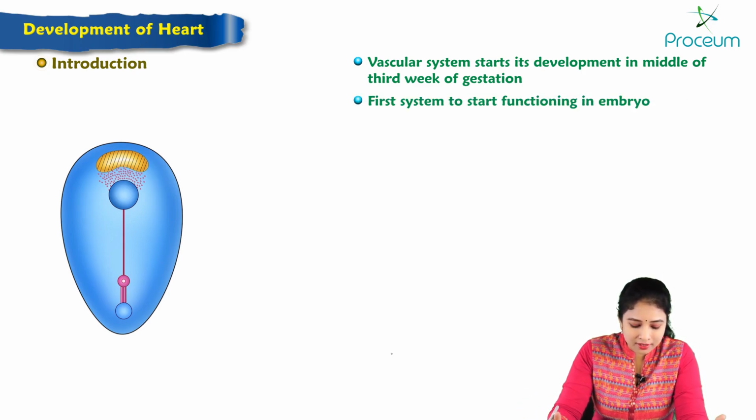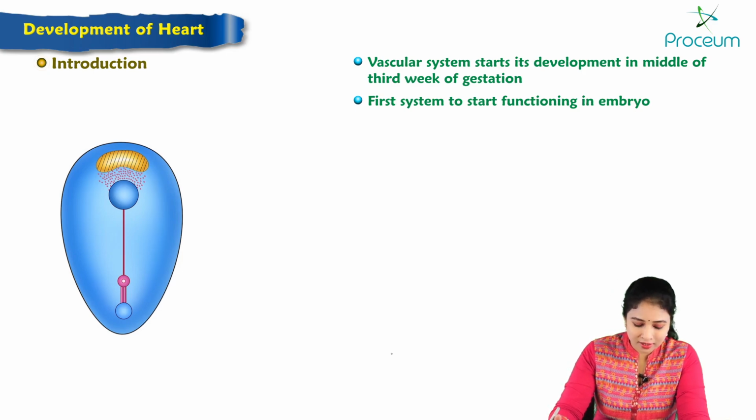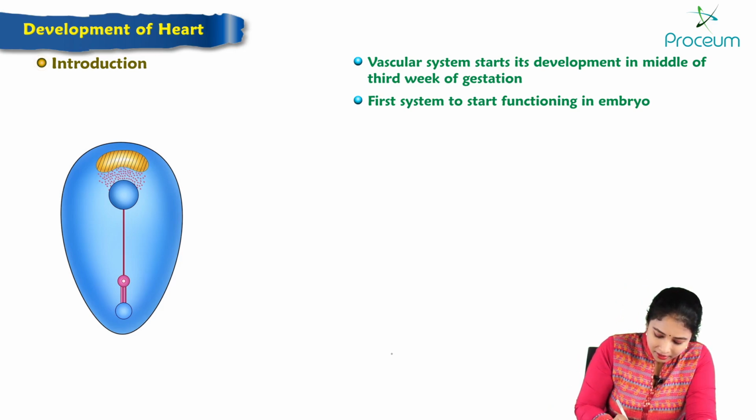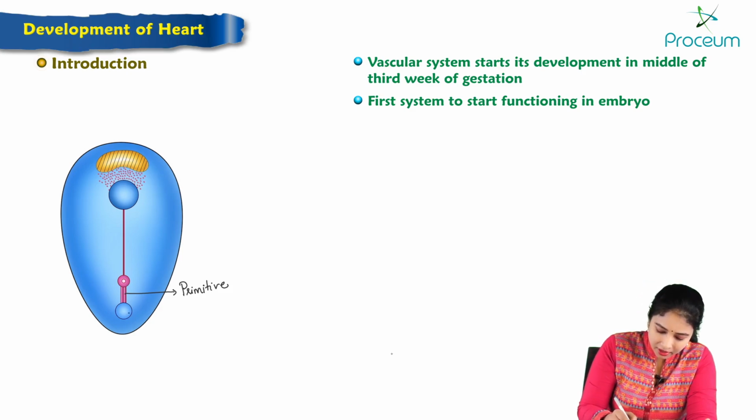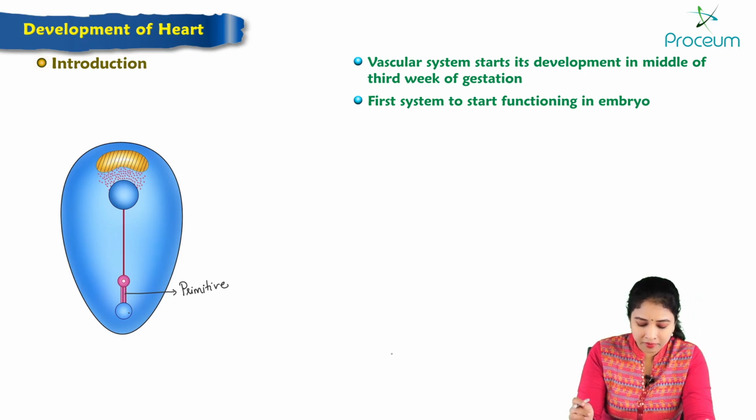So here is an embryo during the middle of the third week, that is before gastrulation we can tell, and where we can see the primitive streak on its caudal aspect, and caudally we can see the cloacal membrane, and here is the buccopharyngeal membrane.